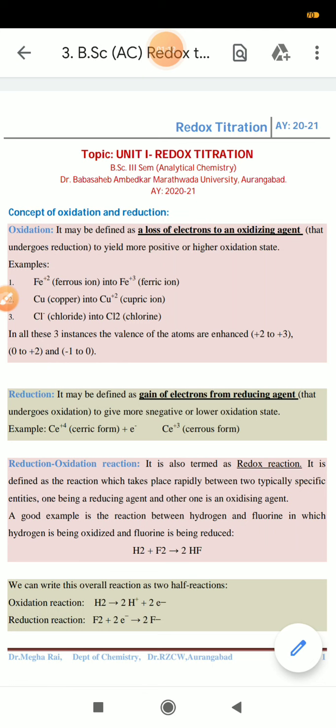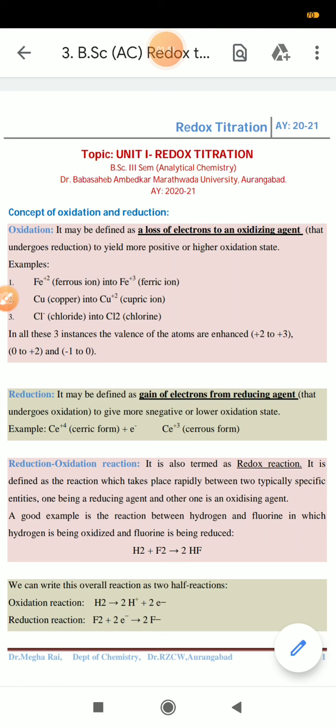In this way, Cl- is converted to Cl2, that is, chloride ion is converted to chlorine. In the first case, +2 is converted to +3; 0 is converted to +2 in the case of copper; and in the case of chloride to chlorine, -1 is converted to 0. From these examples you can learn that a loss of electrons to an oxidizing agent is known as oxidation.